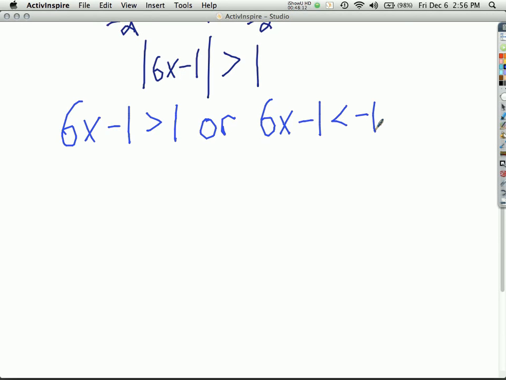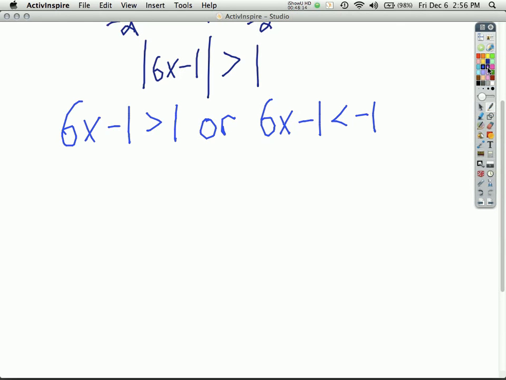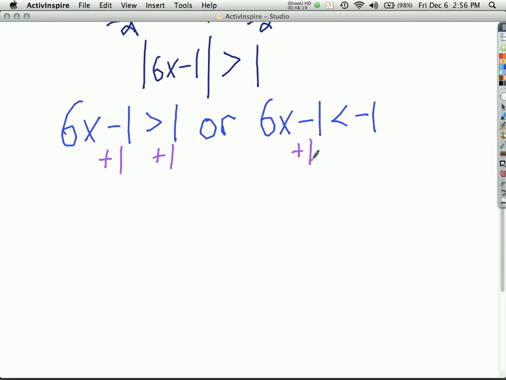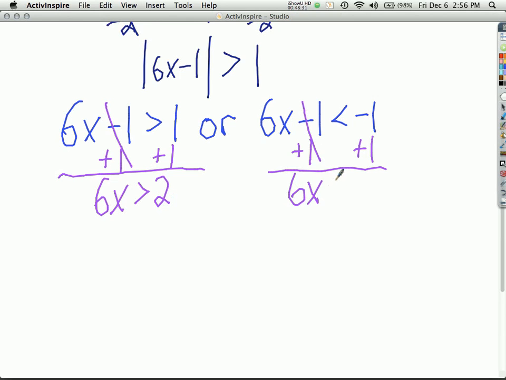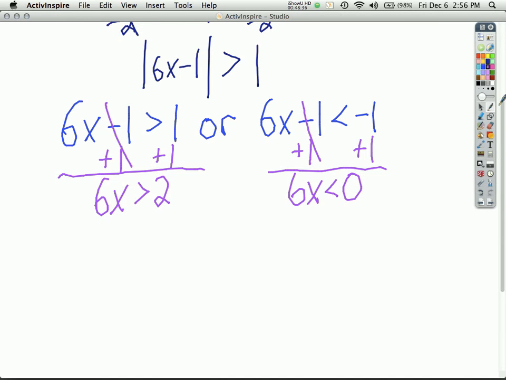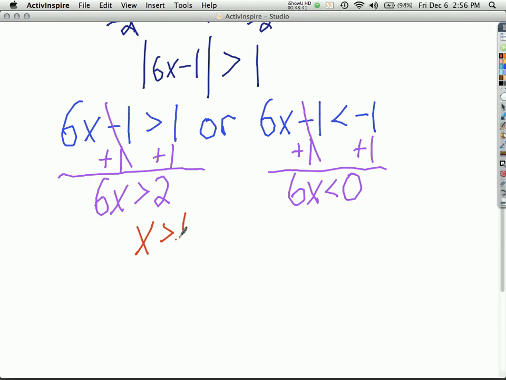Now solve it like you were taught. Add 1, add 1. First step's always going to be the same throughout. The result will be different. 6x is greater than 2. 6x is less than 0. And so you can use mental math. We get x is greater than 1/3, or x is less than 0.